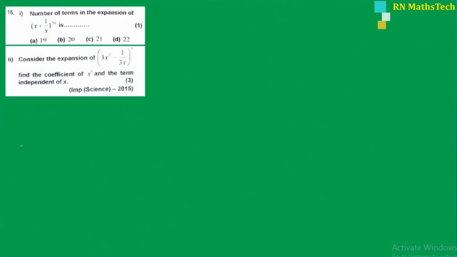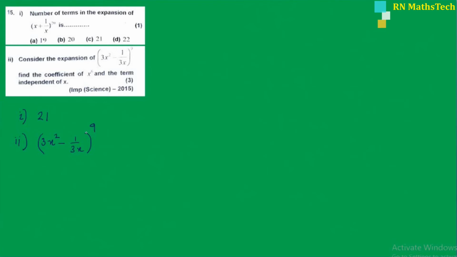Now question number 15. The number of terms in the expansion of (x plus 1 by x) the whole raised to 20 is 21. Okay. Now the second part. Find the coefficient of x raised to 6 and the term independent of x in the expansion of (3x square minus 1 by 3x) the whole raised to 9.